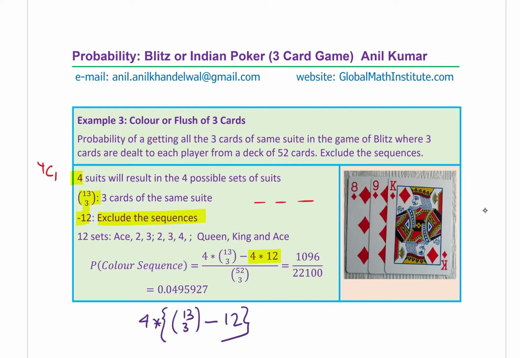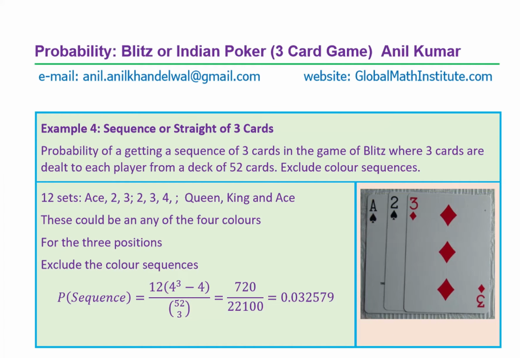So either way, you could write in the numerator, the denominator is 52C3, and you can now do the calculation, which results in 0.0495927. So around 5%. So 5% chances are there to get a color. Now let's move on and take the other option, which is for us a sequence. Now this is a sequence, we'll exclude the color sequence this time.